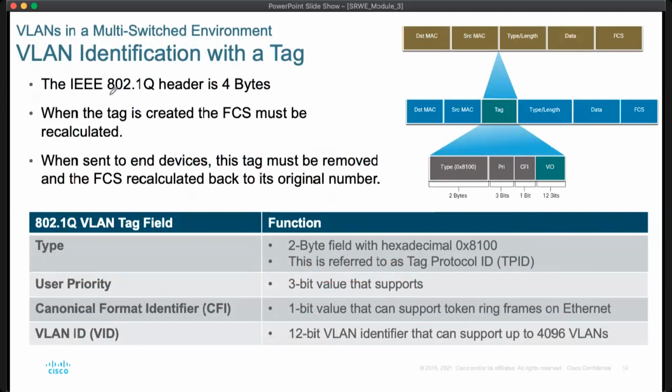So in IEEE, the 802.1Q header is 4 bytes. When the tag is created, the FCS must be recalculated. When sent to end devices, this tag must be removed and the FCS recalculated back to its original number.